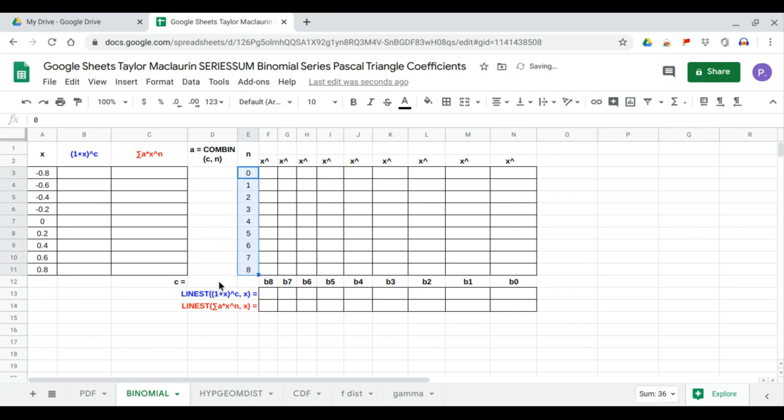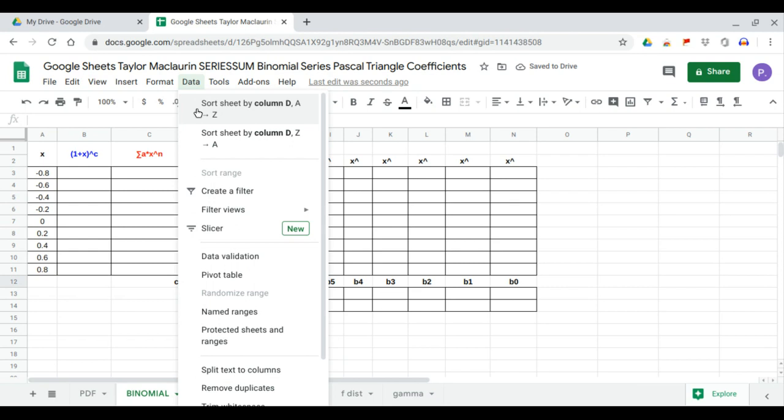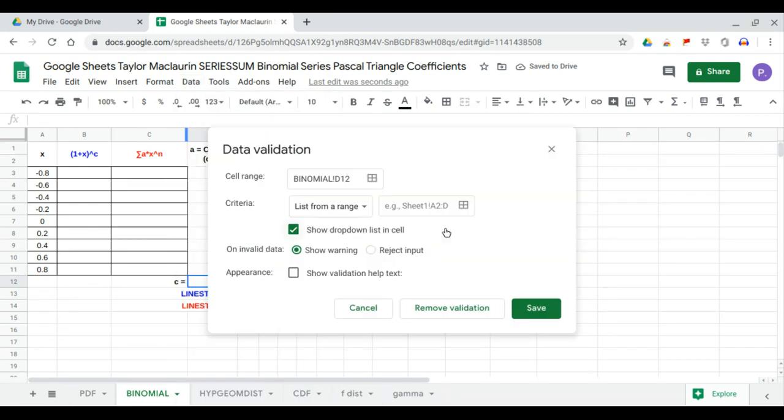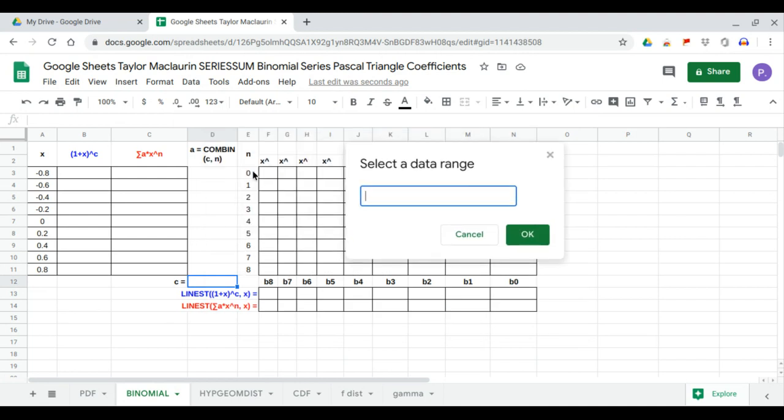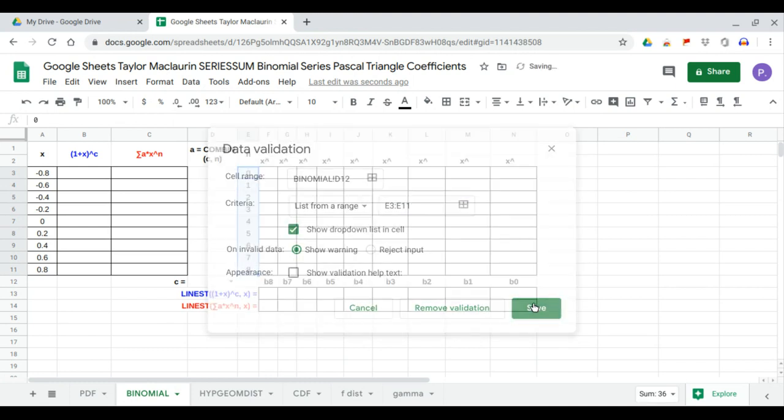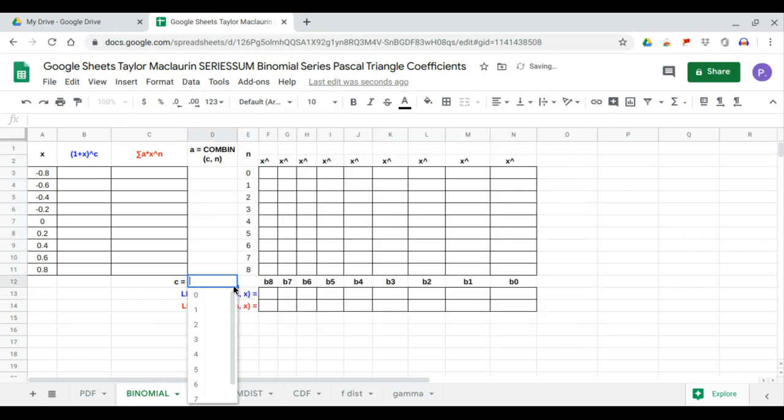to 8. So our value for c will be data validation of this series. And save. Now we have 9 values to choose from.